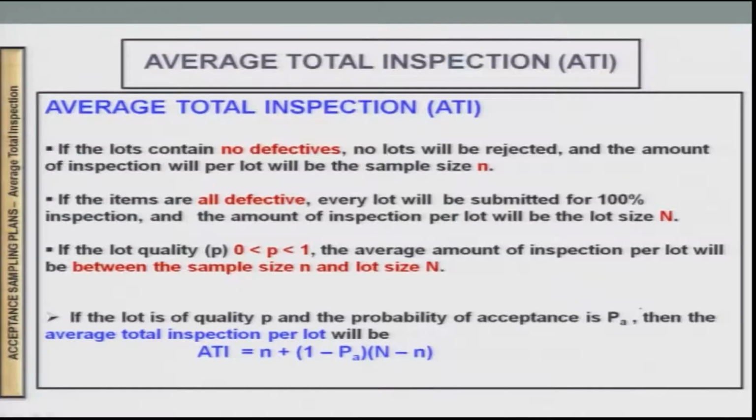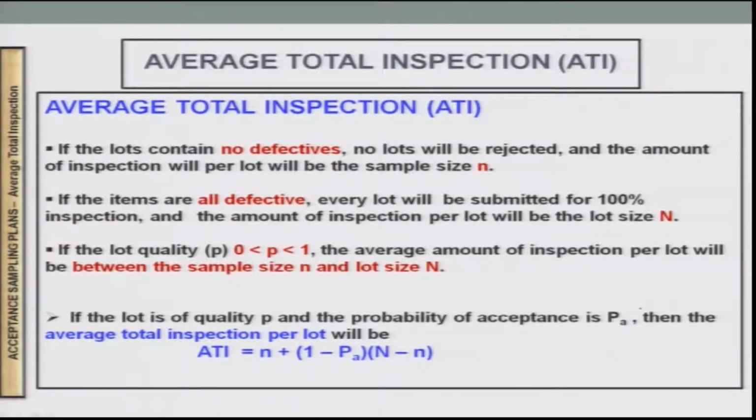So, average total inspection obviously will have some cost. I will come to the cost very briefly later on. So, average total inspection, which is ATI. If the lots contain no defects, no lots will be rejected, and the amount of inspection per lot will be given by the cost of inspection of each item multiplied by the overall sample size.